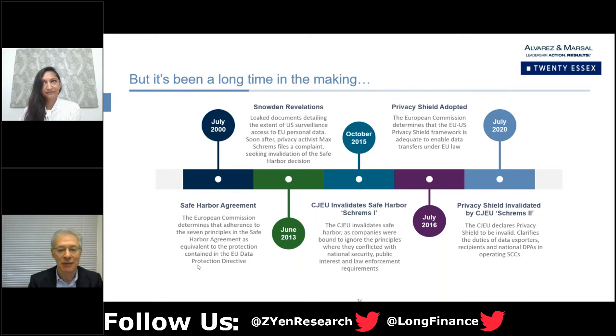So no surprises really, and you can see on the screen some of the landmark events and decisions. But the real takeaway from this is that Schrems is the latest in a long line of cases which have gradually developed a set of principles that govern the way in which data controllers and public authorities have to respect people's data privacy, people's data autonomy.